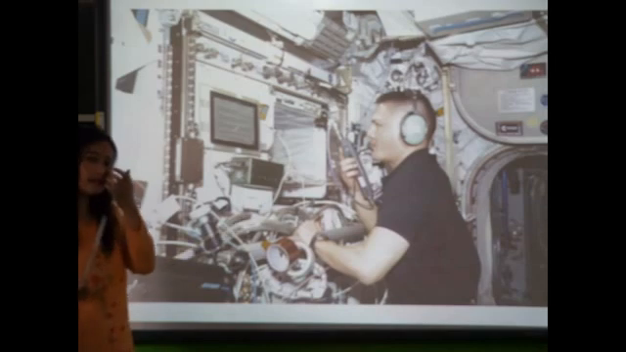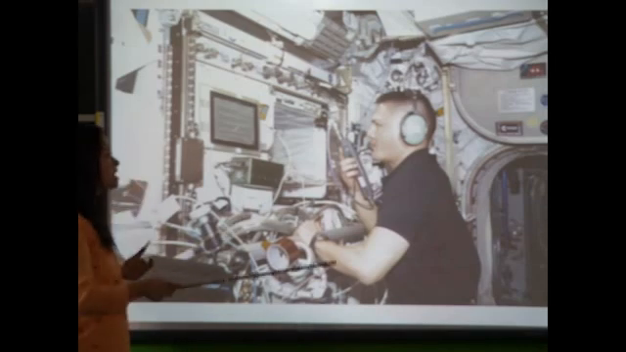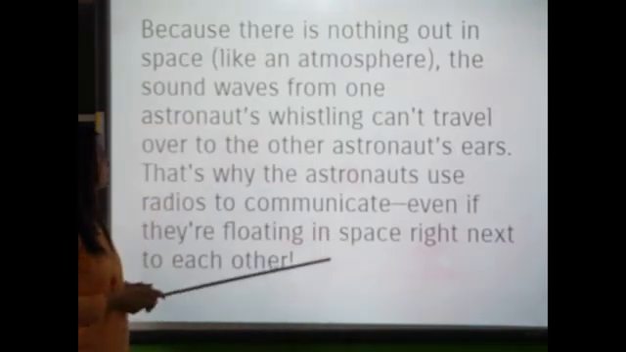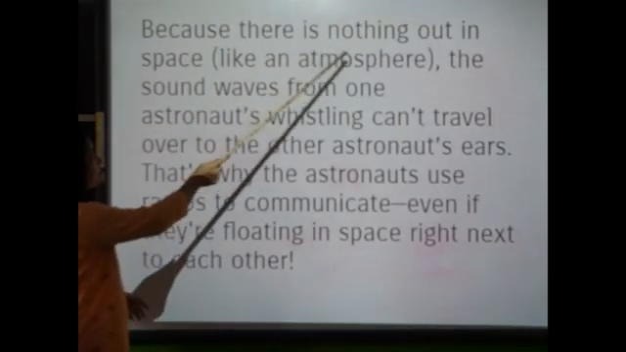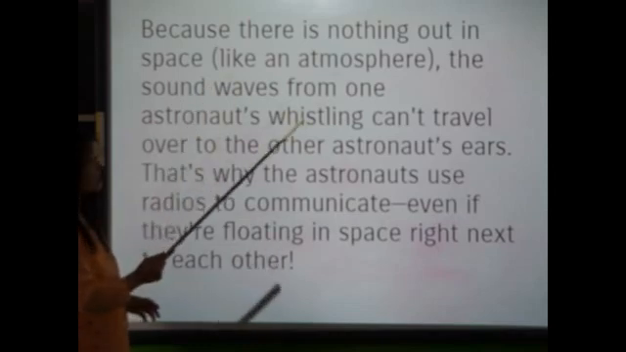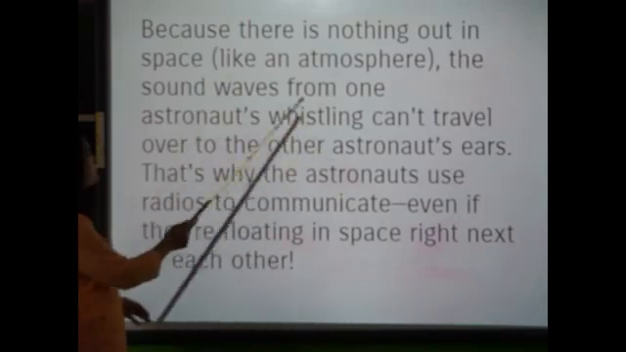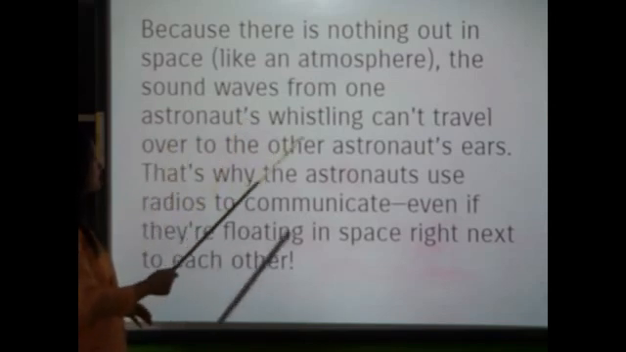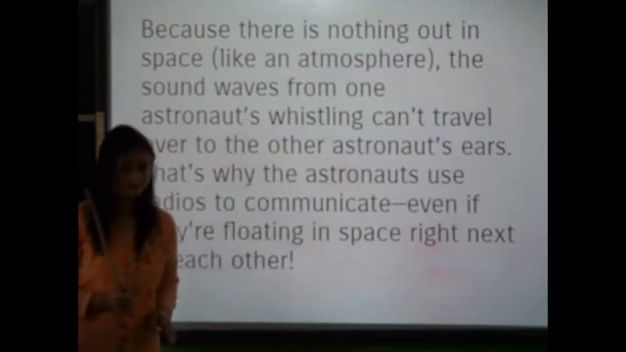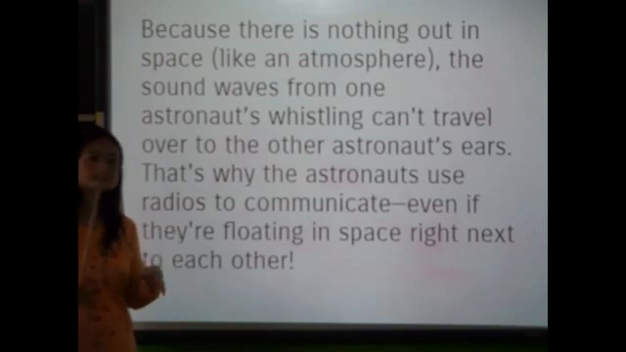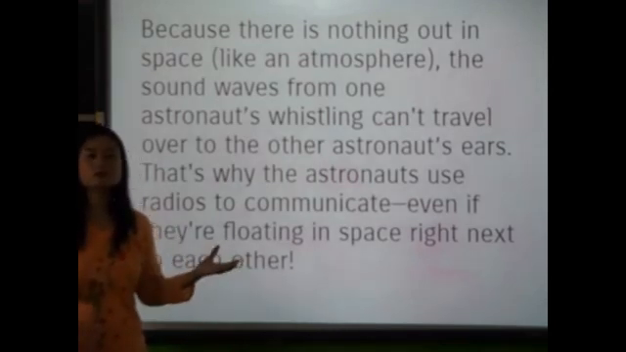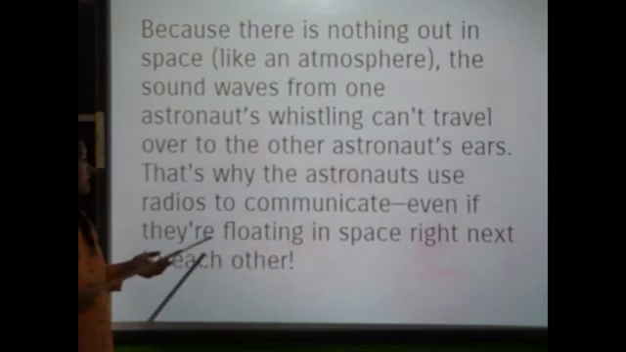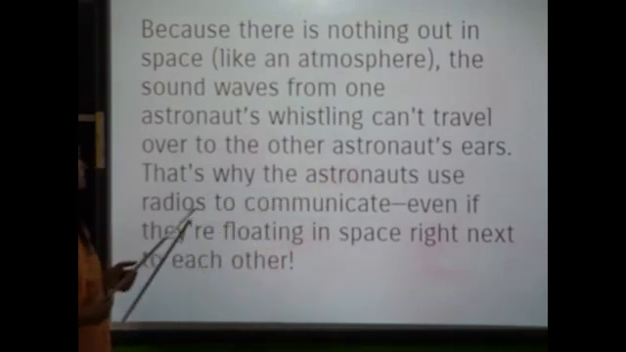You must have seen that, isn't it? They use this. Now see here. Because there is nothing out in space like an atmosphere, the sound waves from one astronaut's whistling can't travel over to the other astronaut's ear. That means whistling, talking, nothing can be heard. Unless, what do they use? That's why the astronauts use radios.